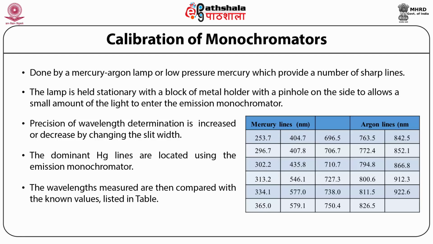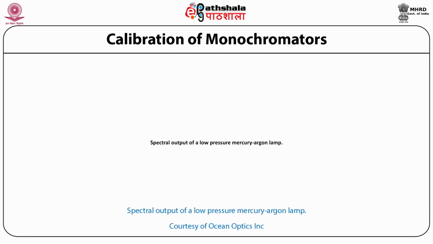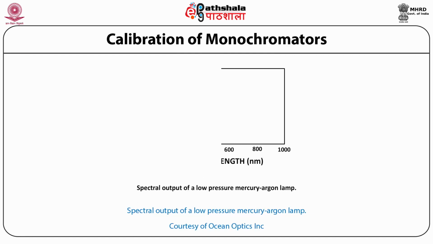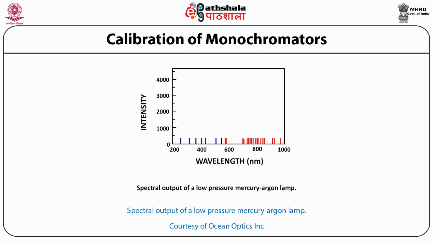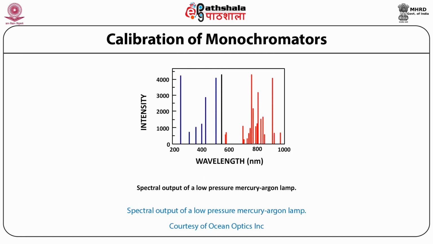Three or more lines of mercury are observed to be certain. A line is assigned the correct wavelength if the observed wavelength differs from the known value by a constant amount. Recalibration of the monochromator is done to obtain the coincidence. This slide shows a spectrum of a low pressure mercury argon lamp, where the blue region shows the spectra from the mercury and the red region shows the spectra from argon.